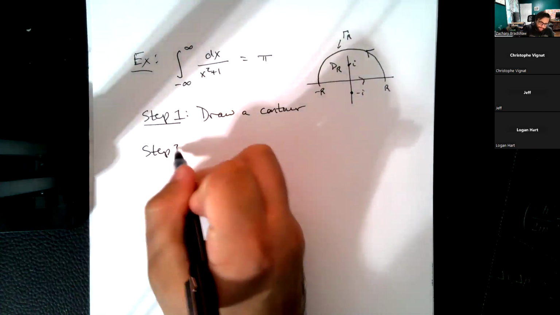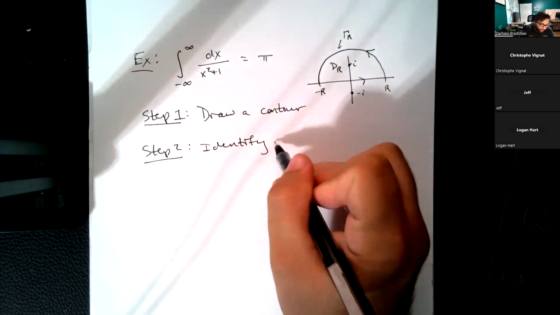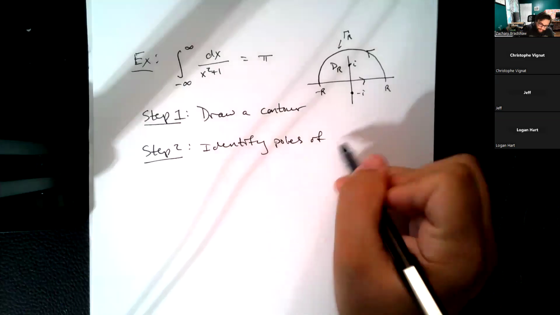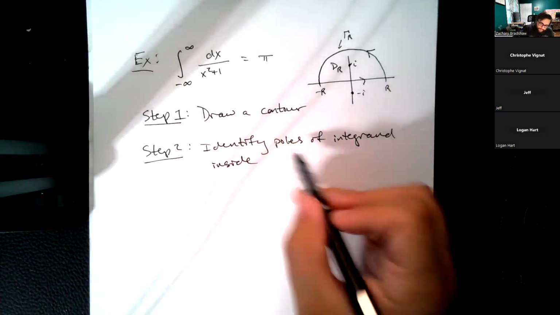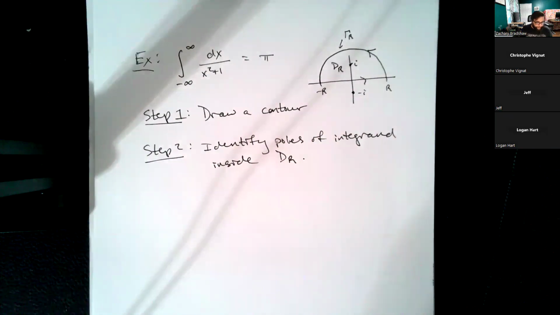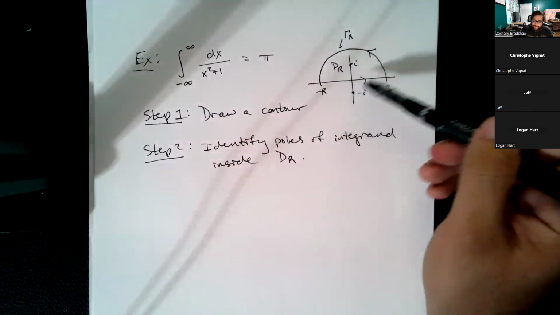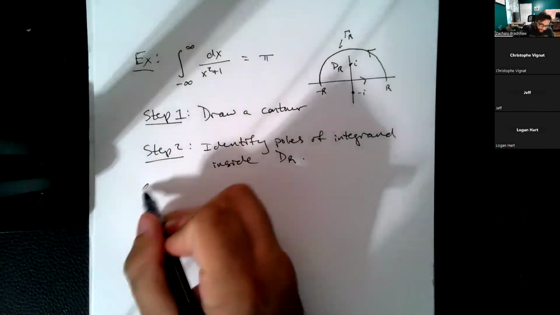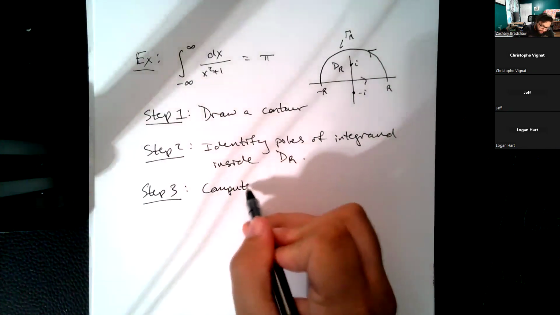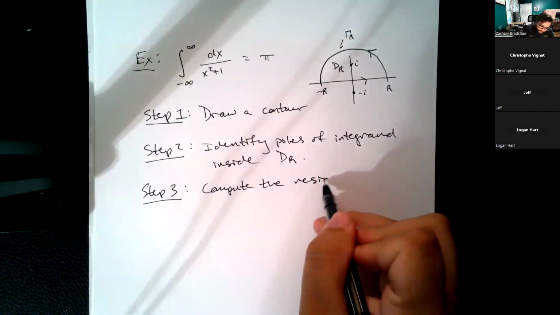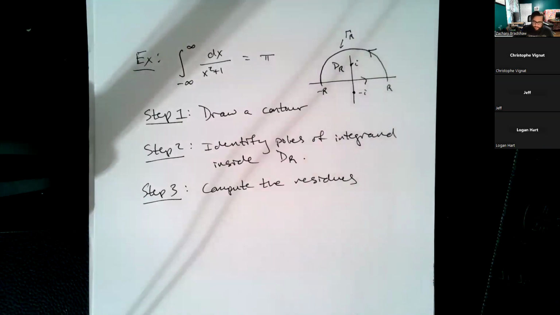So I wrote step 2, but maybe this should go before step 1. Identify the poles inside D r. So in our case, the poles are plus or minus i, and only the plus i pole is inside of the contour. Step 3, compute the residues. And we only need to compute the residues of the poles inside of the contour.